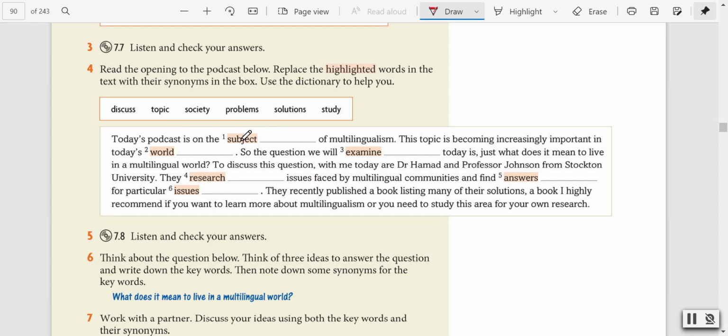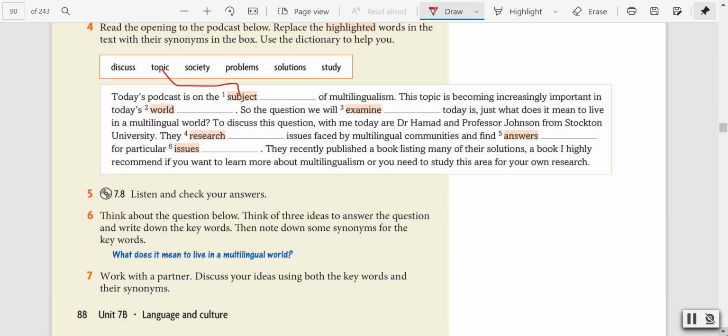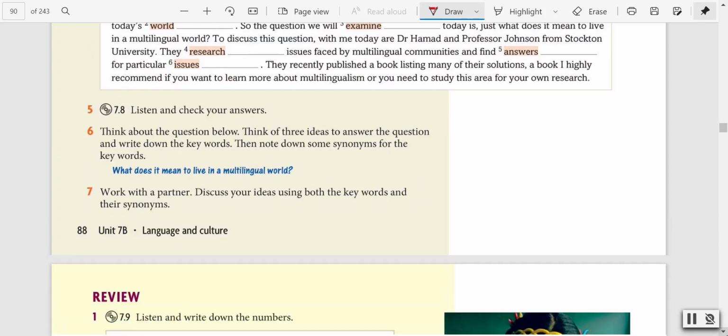For example, we have subject in here, and the synonym of subject is discuss, topic, society, problem, solution, and study. Which of them can be a synonym for subject? Of course, topic. Okay, and the other one like this, you can select the synonym for each one.